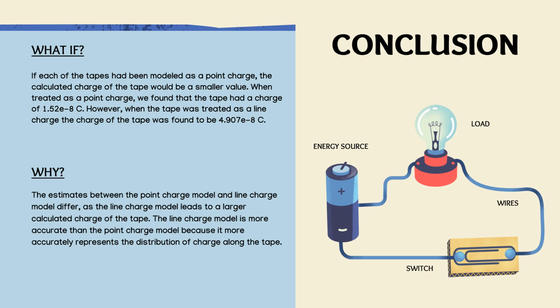The line charge model is more accurate than the point charge model because it more accurately represents the distribution of charge along the tape, and it represents what's actually going on along the tape instead of treating the tape as a point charge.